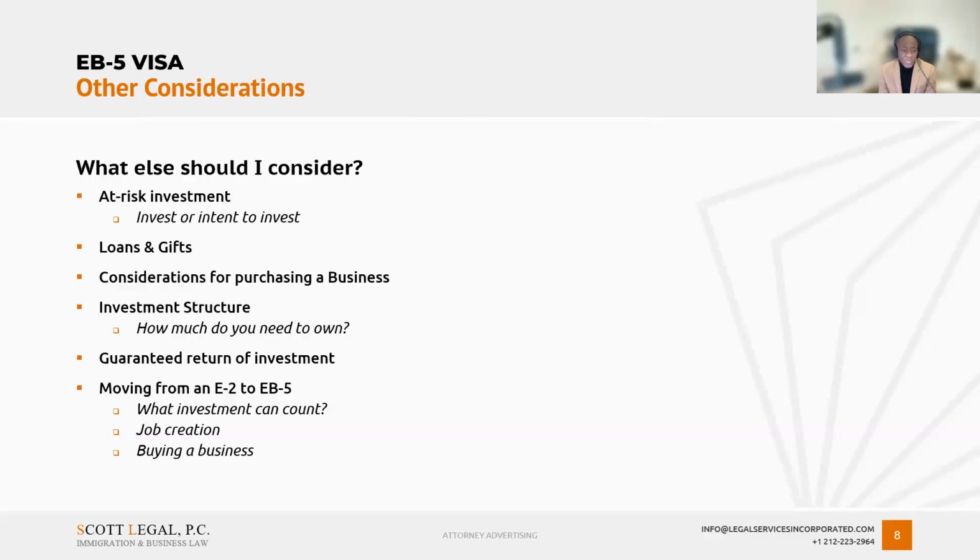EB-5 doesn't work really well for purchasing a business, because if you're purchasing a business, it means that you're giving money to the seller, and the government says that that doesn't meet the link to the job creation requirements. So that doesn't work, unfortunately. But that does work for E2.